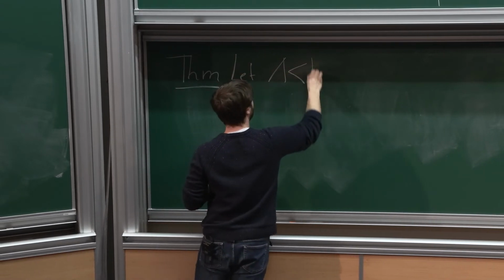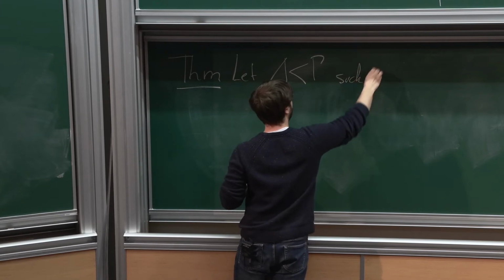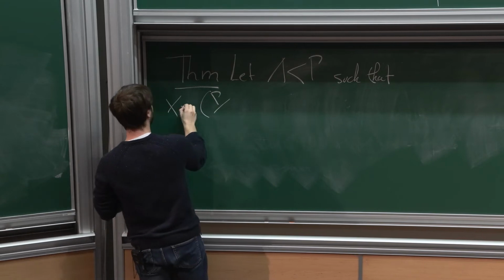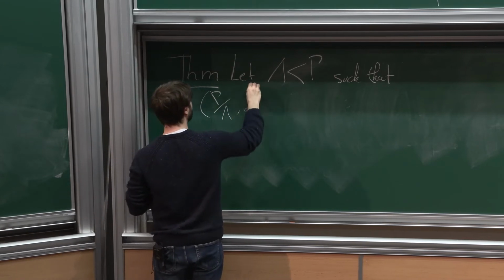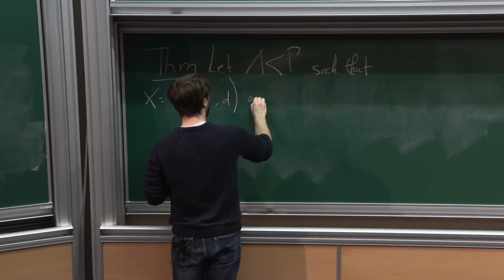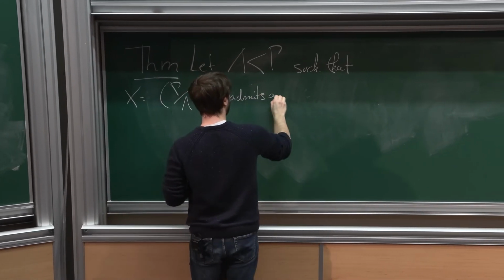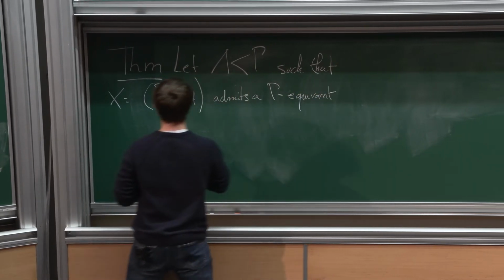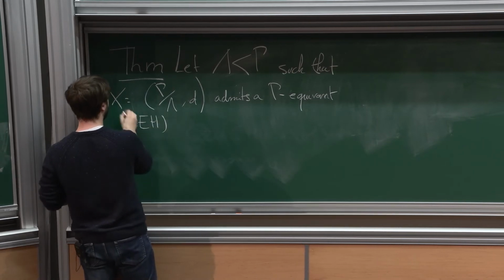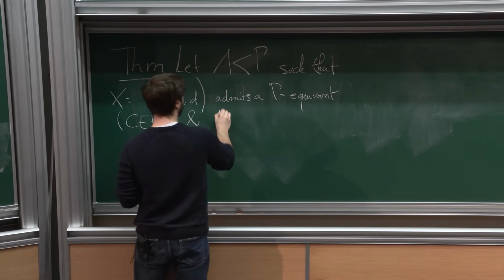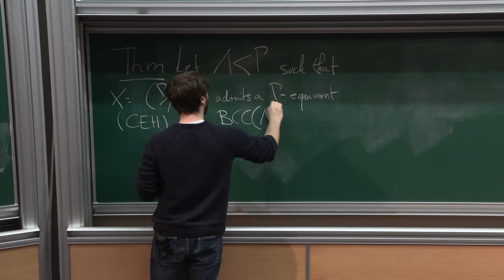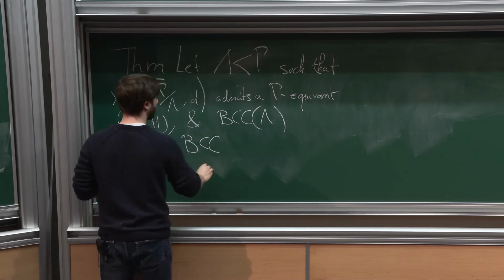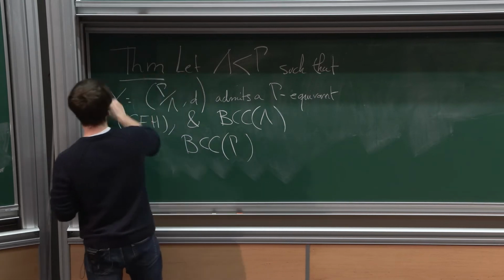So you have a subgroup such that this space, the coset space with this distance I just defined, admits a gamma equivariant coarse embedding into a Hilbert space, and such that the Baum-Connes conjecture is true for the subgroup, then the Baum-Connes conjecture is true with coefficients for the big group.